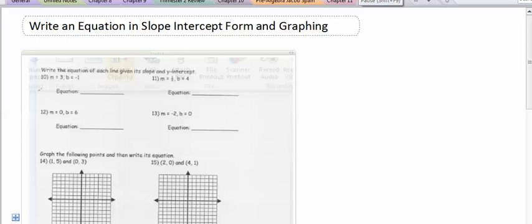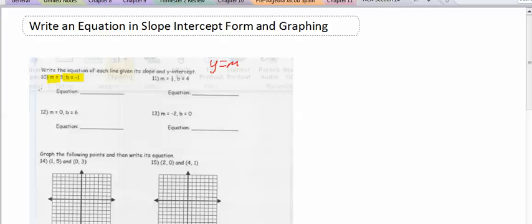Okay, this lesson is going to cover writing an equation in slope-intercept form and then graphing. So the first part of this, we're going to write an equation. They gave us the slope information, and they gave us the y-intercept. So all we're going to do is take our equation, y is equal to mx plus b, and just plug in the numbers.